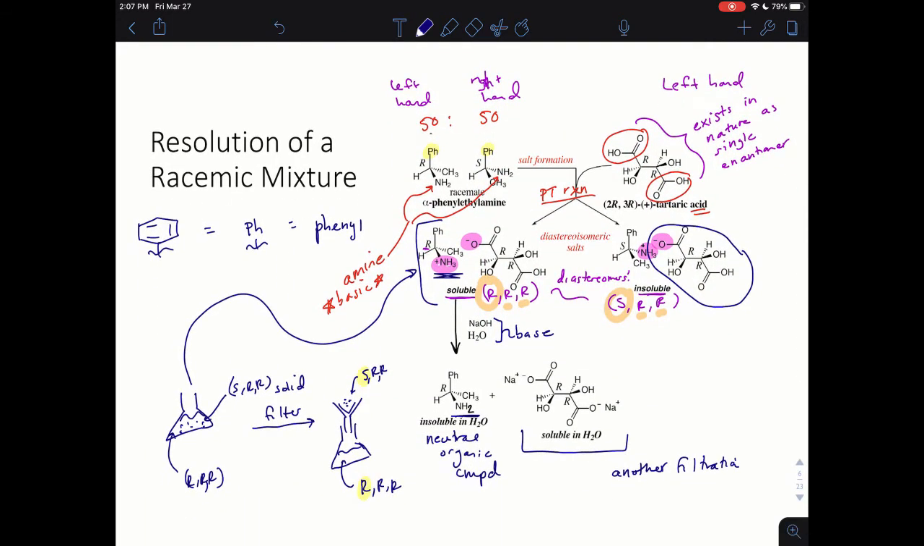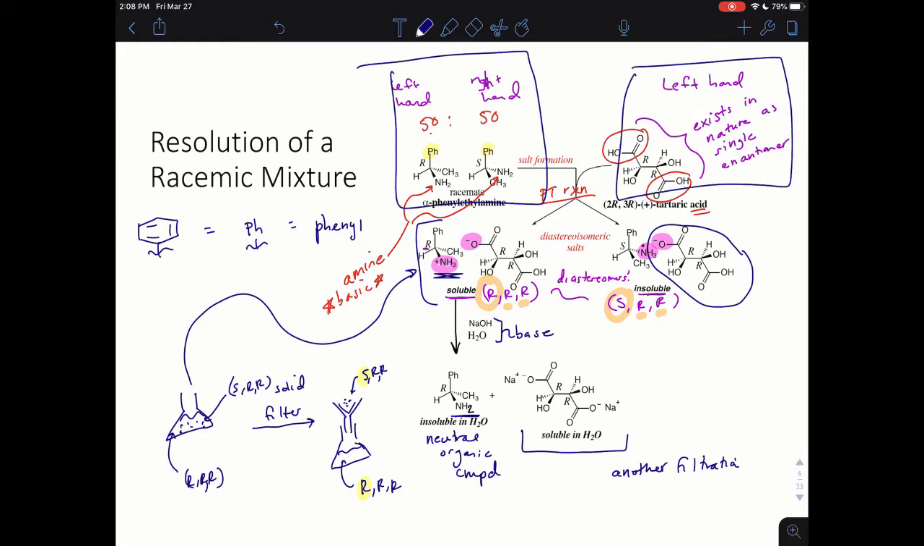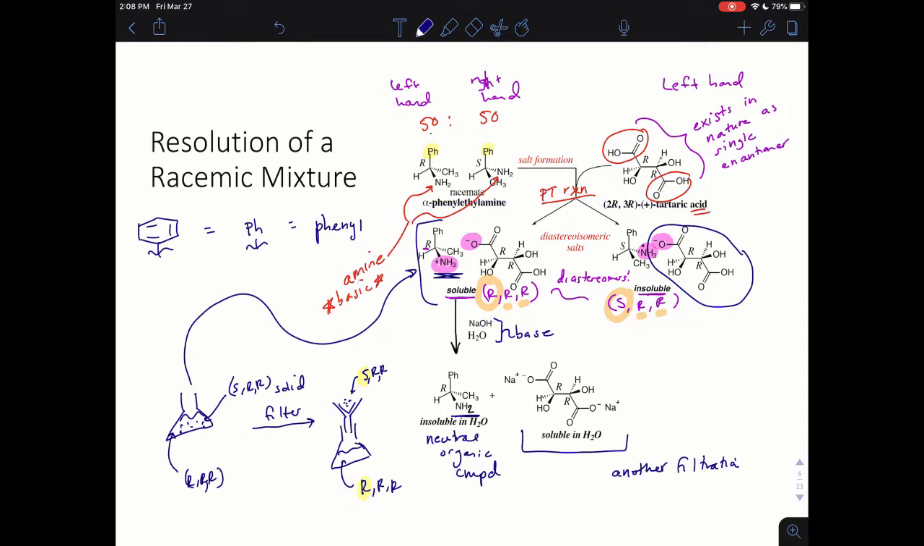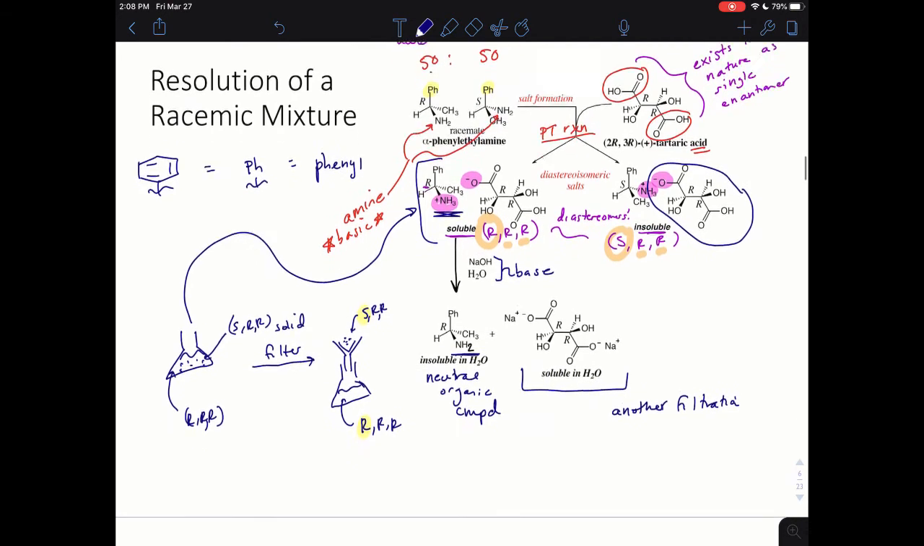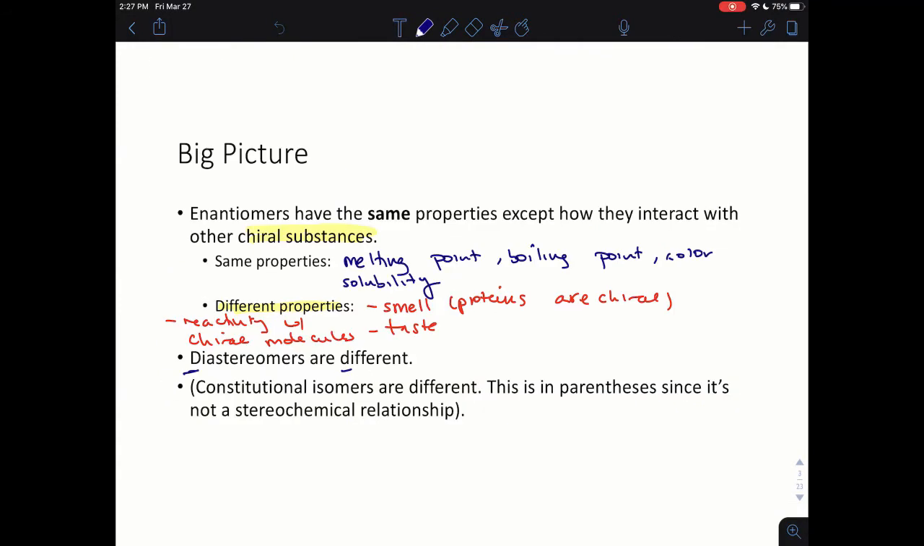All right, so that's a resolution. You take two enantiomers, you mix them with something chiral, you make two diastereomers, lots of writing on this slide, and then those two diastereomers have different properties, and you exploit those properties, and then hopefully at the end you can get rid of whatever you mixed it with initially to get back your pure enantiomer in a vial.